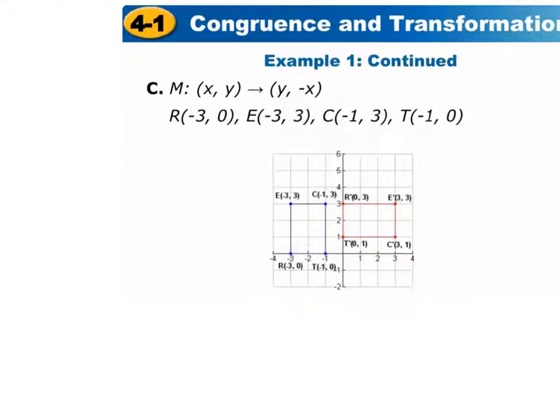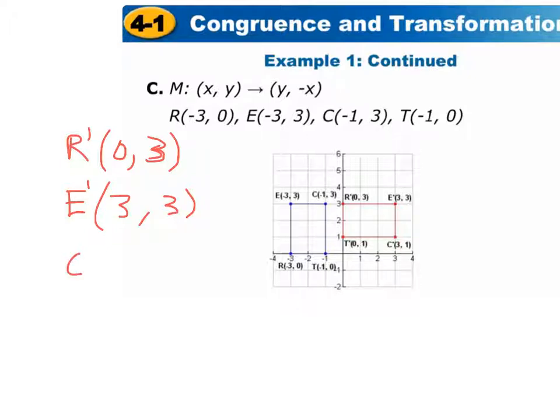Next example. We're going to flip the x and y, so y goes first, and we make x negative. So R prime will be 0, comma 3. Allie, what will E prime be? E would be 3, 3. 3, 3, perfect.